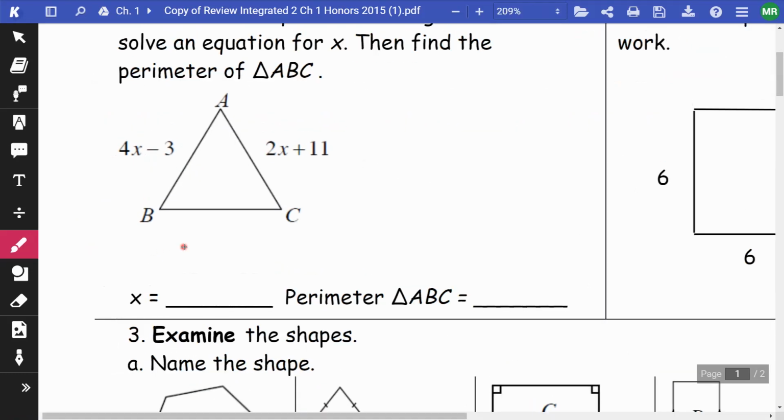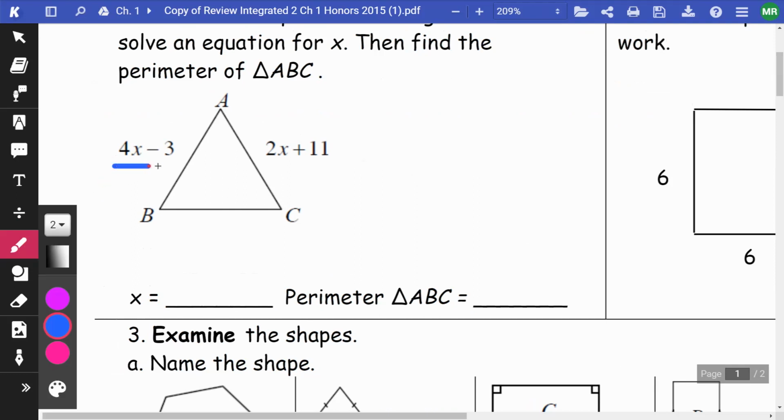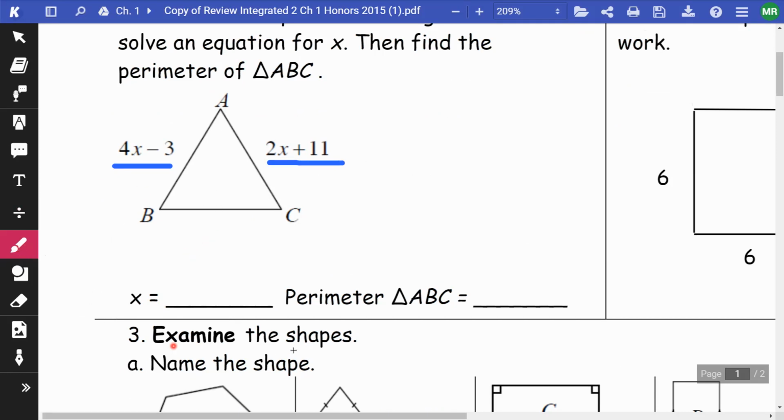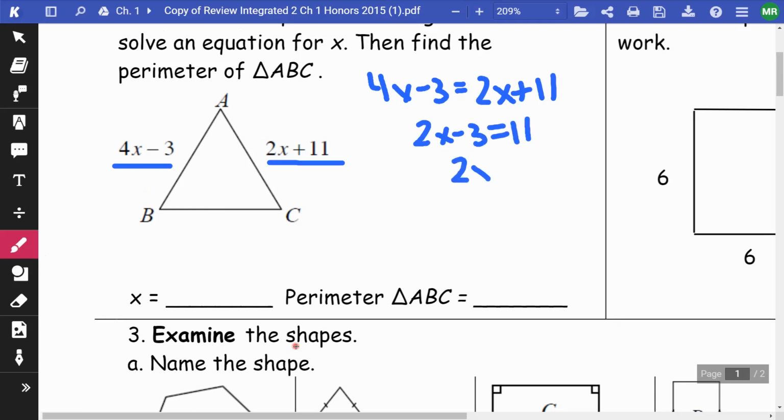So for this, since this is an equilateral triangle, that means that all three sides, but these two sides in particular, are equal to each other. So I can write 4x minus 3 is equal to 2x plus 11 and solve. So I'm going to minus 2x. I'm going to get 2x minus 3 equals 11. I'm going to add 3 to both sides, so I get 2x equal to 14. I'm going to divide by 2, so I get x is equal to 7.